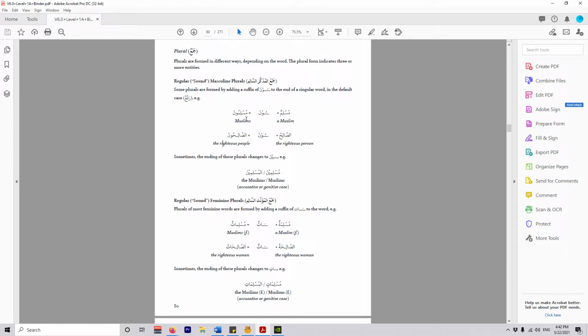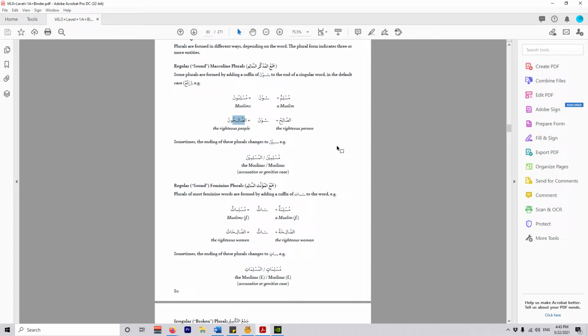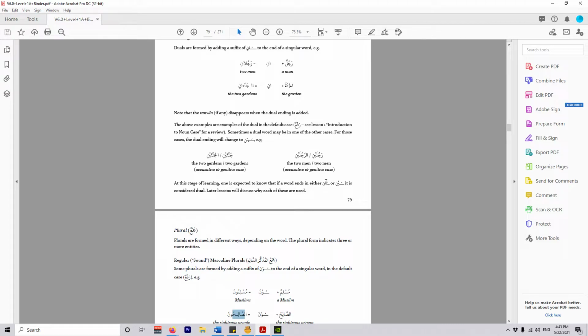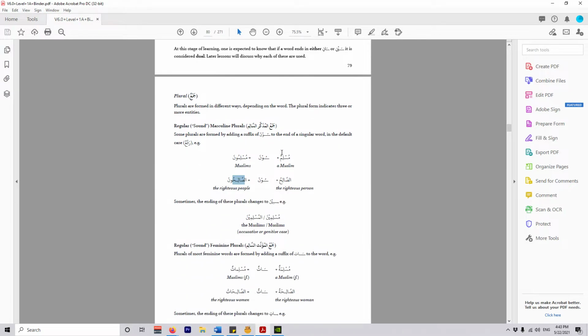So they say muslimuna, or you have as-salihu, salihuna, the righteous people. Right? So you have the righteous person or the righteous people. So it's called sound because if you see here, the core of the word stays intact. It stays pretty much the same here, right? We have salih, salihuna, right?